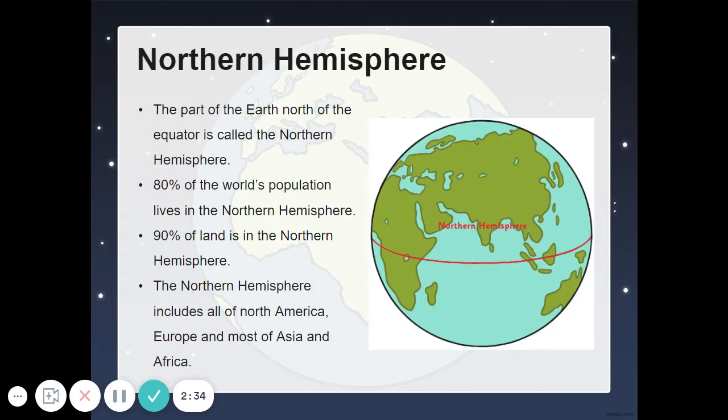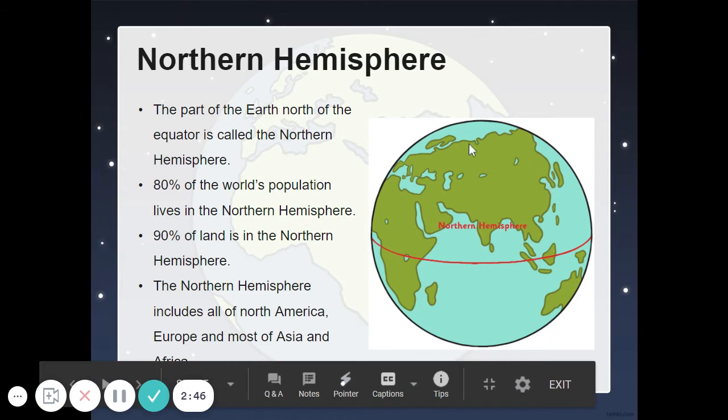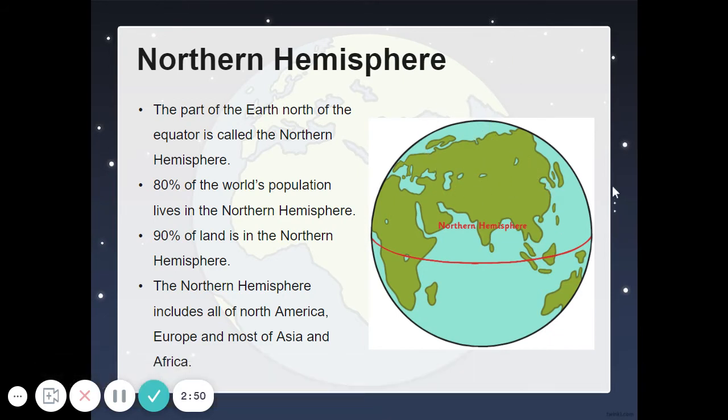Okay, moving on then, we're going to look at the northern hemisphere. Have a little think, which way is north and which way is south? Think of a compass. North is going to be at the top. So all this bit here is the northern hemisphere. It's north of the equator. The part of the Earth north of the equator is called the northern hemisphere.